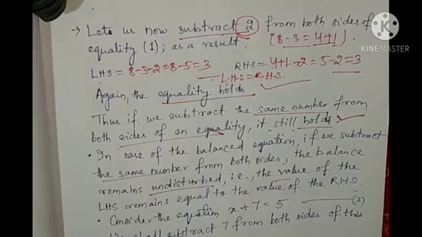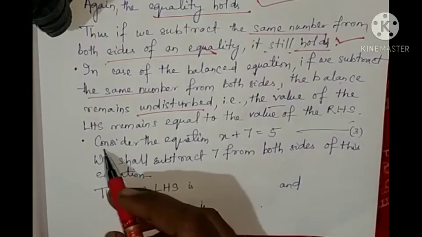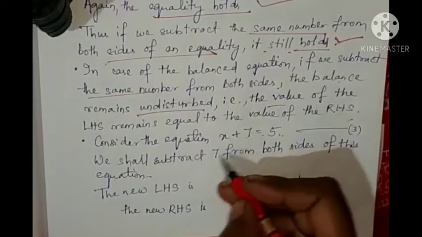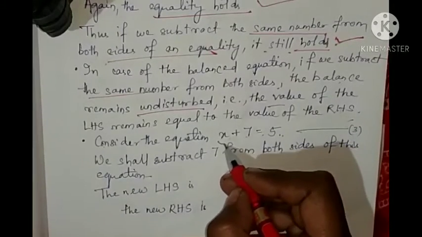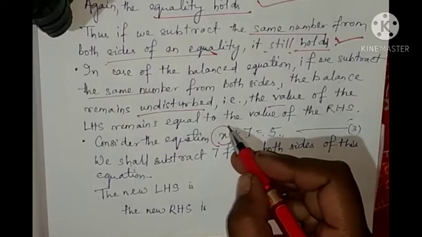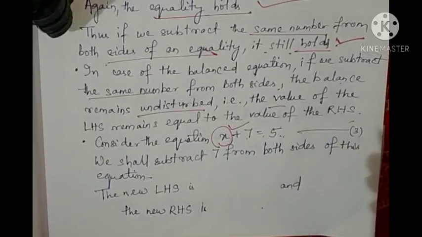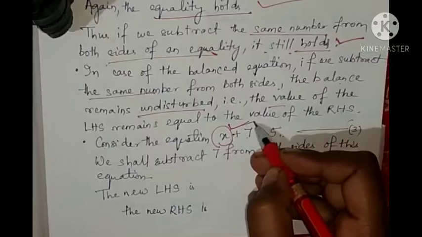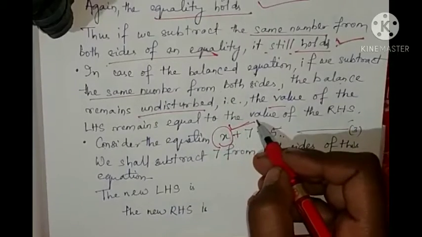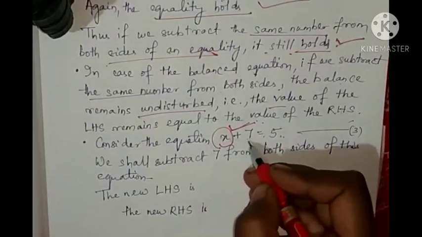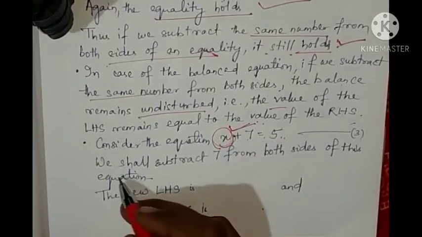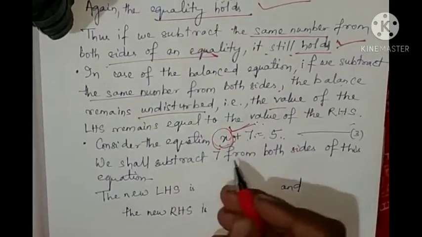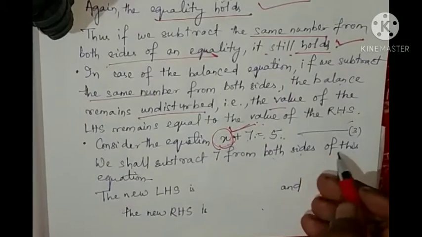Let's take an example. Here consider an equation x plus 7 equal to 5. So what we'll do? We'll subtract to get the value of x. If we get the value of x, that is the solution. For getting the solution, we have to get the value of the variable. So for getting x, we'll subtract 7. So we shall subtract 7 from both sides of this equation.